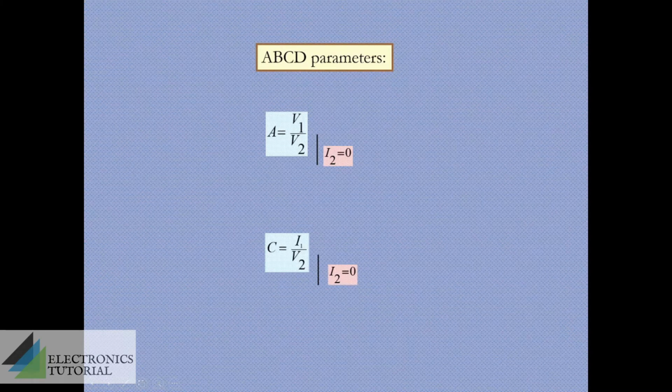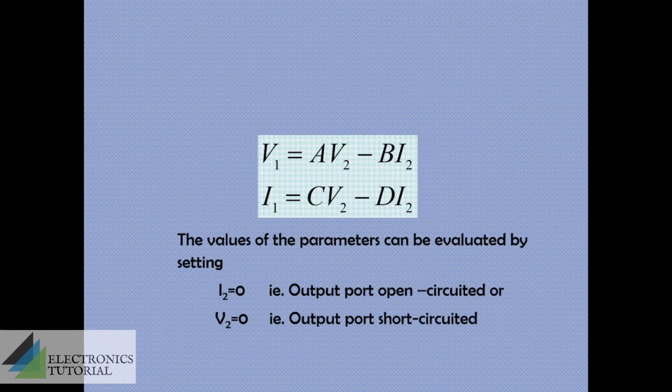So with the first case I2 is equal to 0, we'll obtain two parameter values A and C. A is equal to V1 by V2 when I2 is equal to 0 and C is equal to I1 by V2 when I2 is equal to 0. There is one more step to complete the evaluation process. We are now going to short circuit the output port.